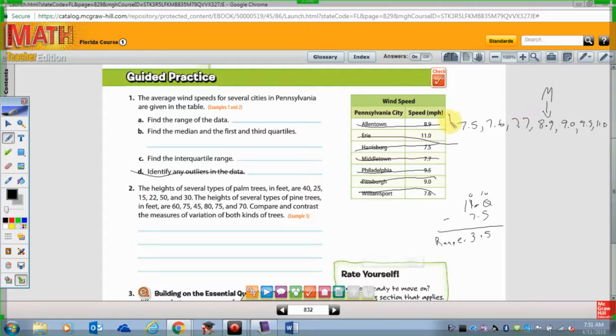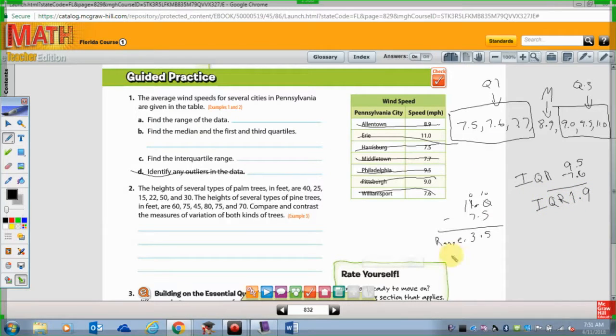Then I've got two sets of numbers now, one to the left, one to the right, and I just find the middle of each. The middle one is 7.6, so that's quartile 1. The middle of this one is 9.5, that's quartile 3. The IQR, remember, is quartile 3 minus quartile 1, so 9.5 minus 7.6. That's going to end up with 1.9 as my IQR.